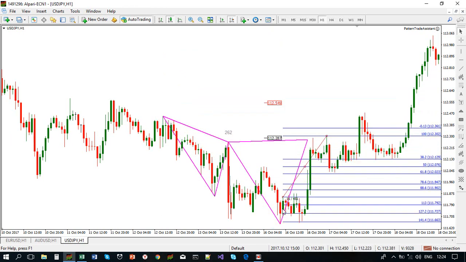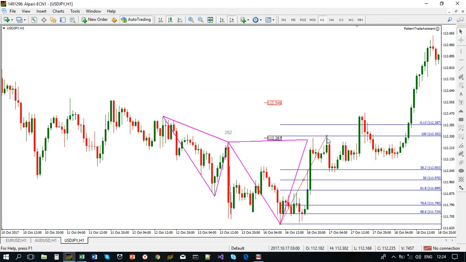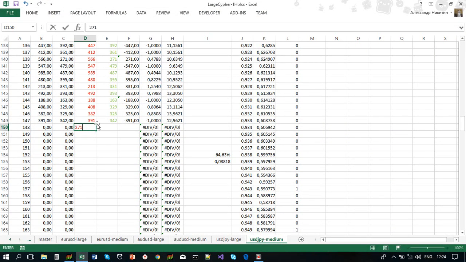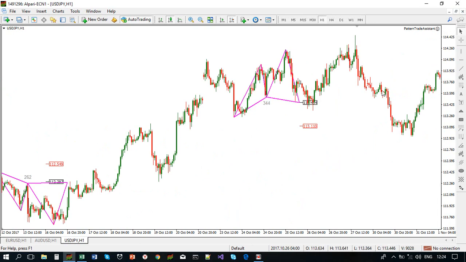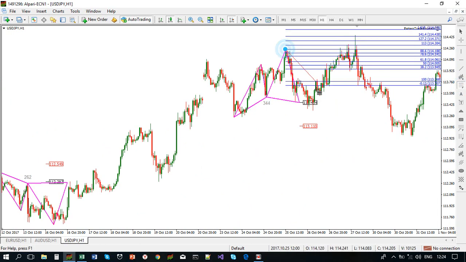And we hit the 382 target. The entry is the triangle, slightly lower than the initial one. Yes, 22.2 versus 27.1. So 27.1, 22.2, and it equals the take profit. 64.86 percent is the probability of this pattern to win, and it's not yet over.